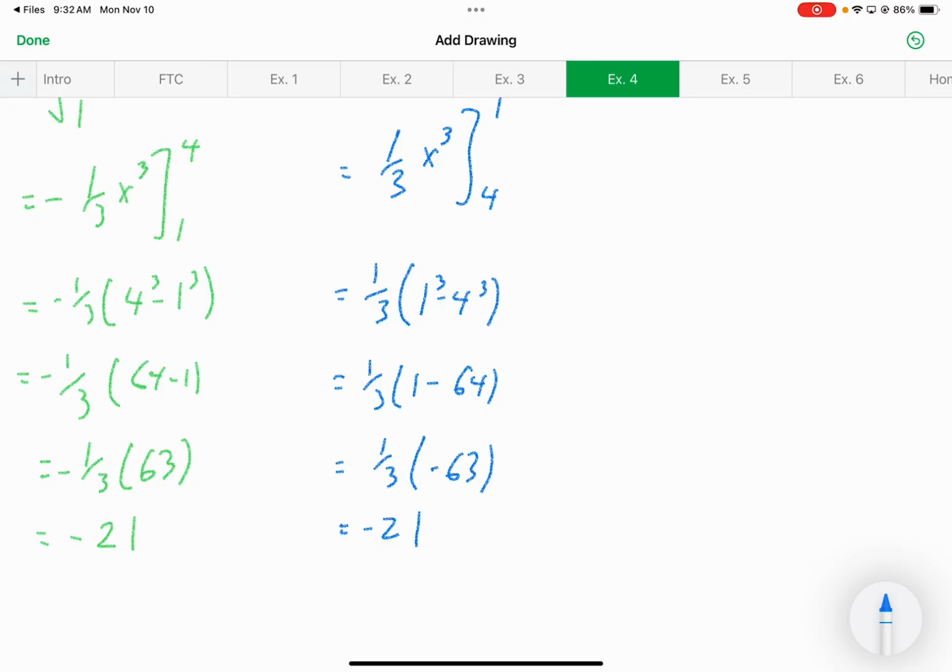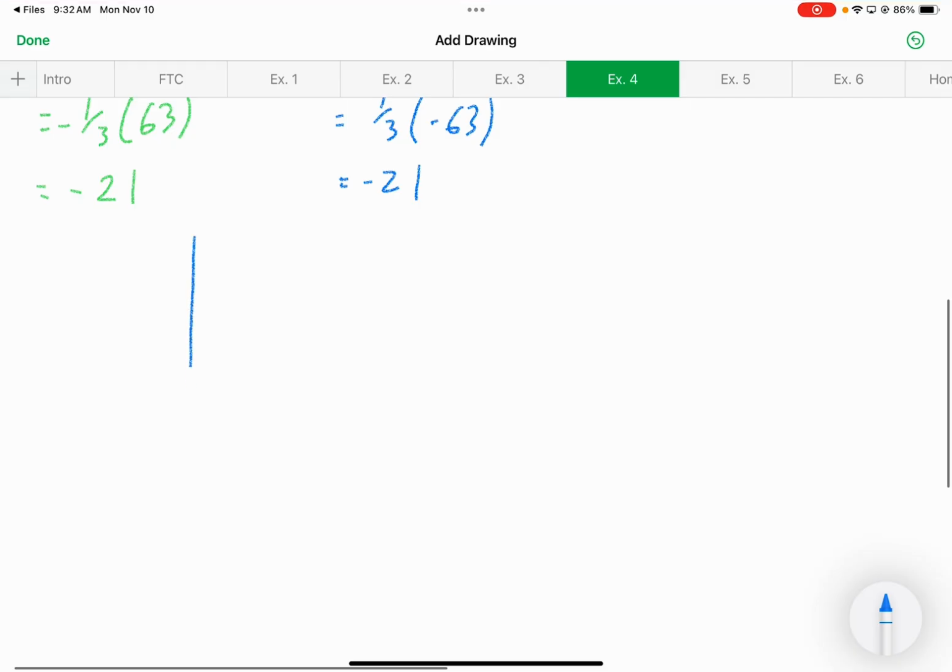The interesting thing about this is our area we ended up with was a negative value, although my function lies entirely above the x-axis on this interval. The reason why that happens, so I'm finding this area here, if you think about it in terms of a rectangle, instead of my heights being negative, what is happening is actually my base is negative.